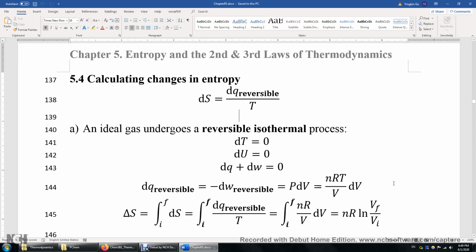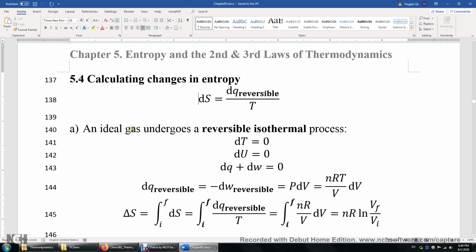Section 5.4, Calculating Changes in Entropy. We will use this equation. The exact differential of entropy is dq reversible over T. The key is to pay attention to this word, reversible. It has to be this heat flow of a reversible process.